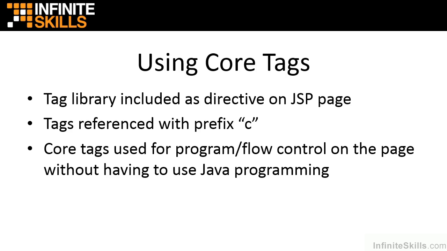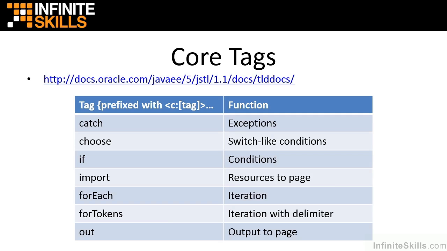And we'll note that our core tags are going to be referenced with a prefix of simple letter C. So they'll have tag syntax less than C colon function name greater than anything else less than /C colon function name. Core tags are used for programming, for flow control, for working with things on our page without even needing to know Java, and we'll see how we're going to be able to replace scriptlets by using these core tags as we go. There's a link here from Java EE 5 where we'll be referencing this core tag library, which is of course still usable in our current version.